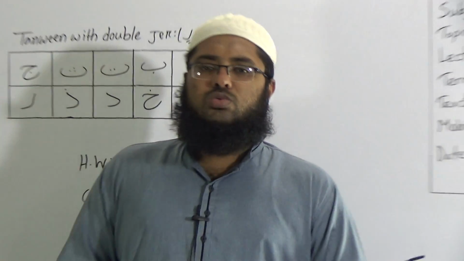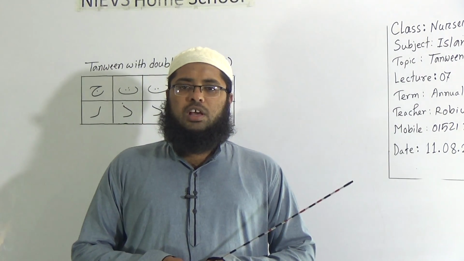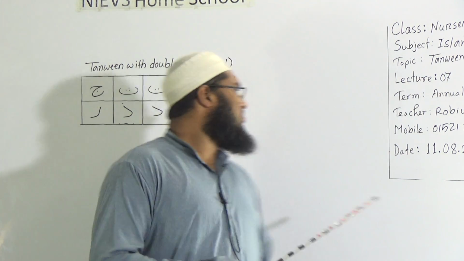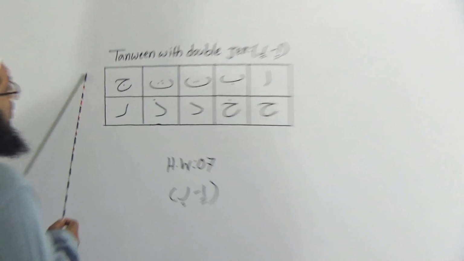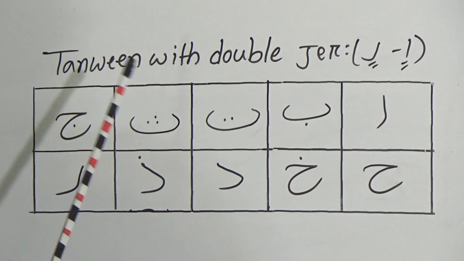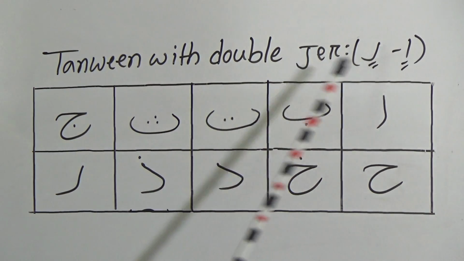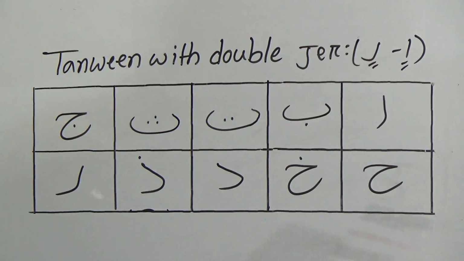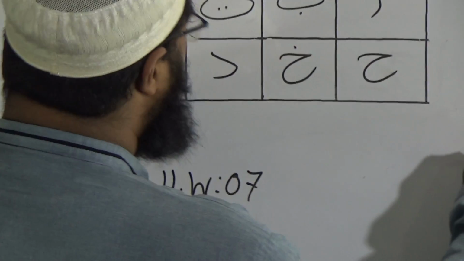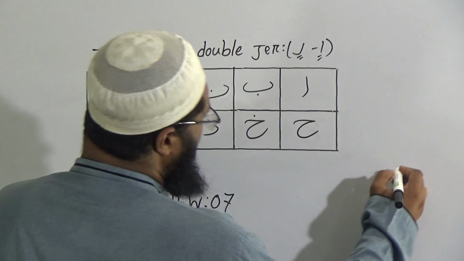Inshallah, my dear students, today we will learn 10 Arabic alphabet with Tanween from Alif to Ra. So my dear students, let's start. Here I have written 10 Arabic alphabet. Now we will learn 10 Arabic alphabet with double Jer, with Tanween. We have already finished from Alif to Ya with double Jabar. Now today we will learn Arabic alphabet with Tanween with double Jer from Alif to Ra.